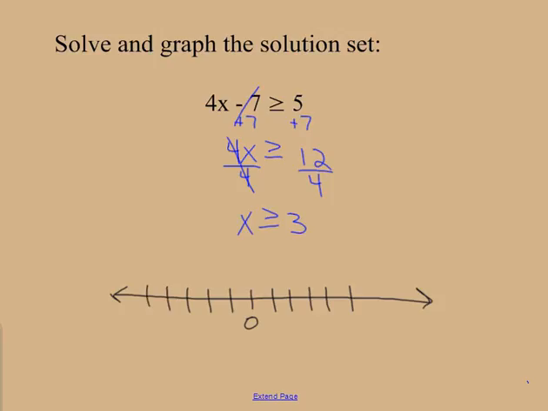X is greater than or equal to 3, so we go over to positive 3. It has an equal to in it, so it's a filled-in circle, and greater than 3 would be all the numbers to the right. So there's our solution and the graph of the solution.